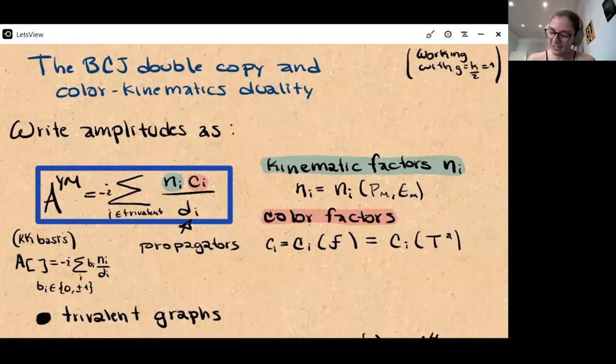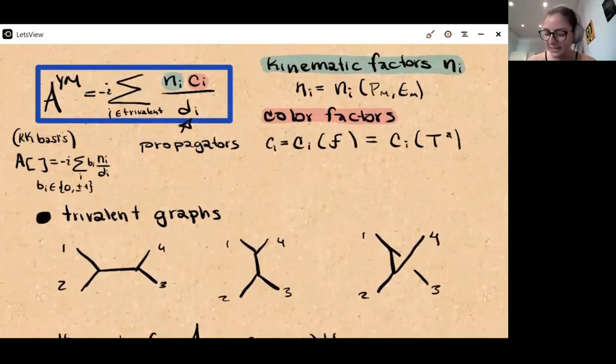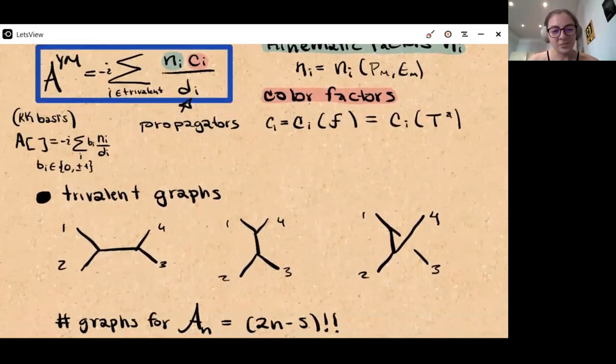So now let's actually explain a little bit more about this formula. First thing is, what do I mean by trivalent graphs? I just mean the following. Every cubic vertex that you can write explicitly, that's a trivalent graph. So this will be the S channel, P channel, U channel. And at higher points, you will just have as many of this style as you want.